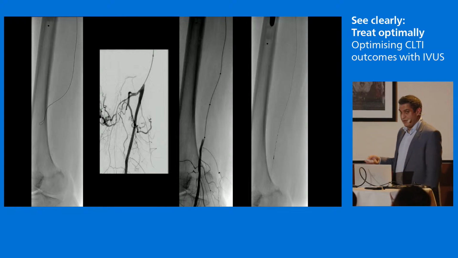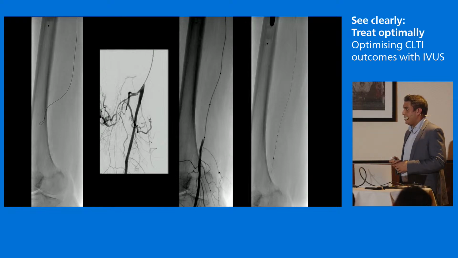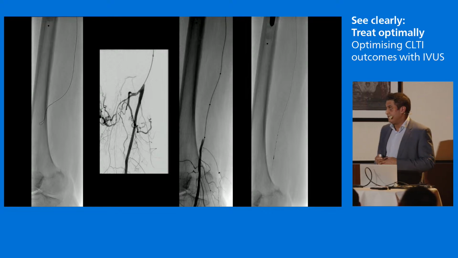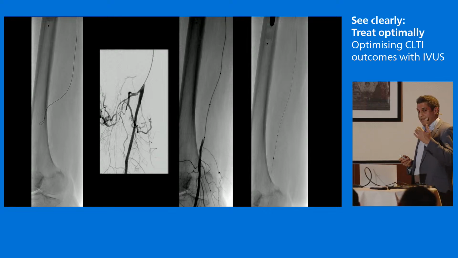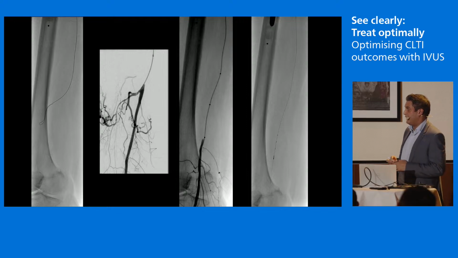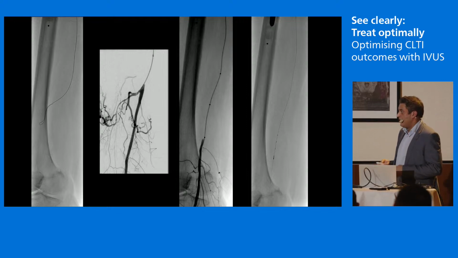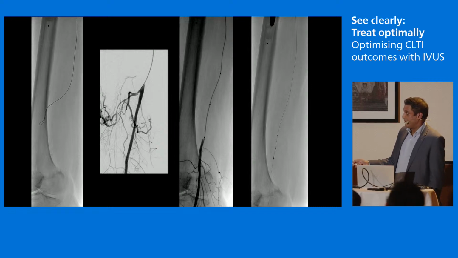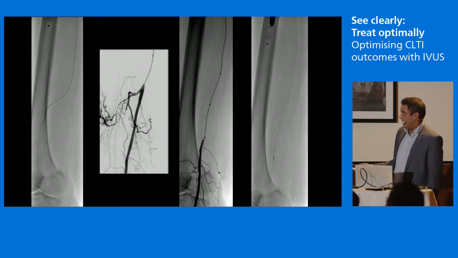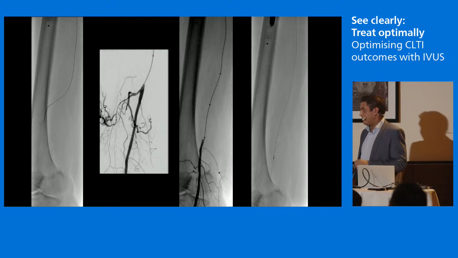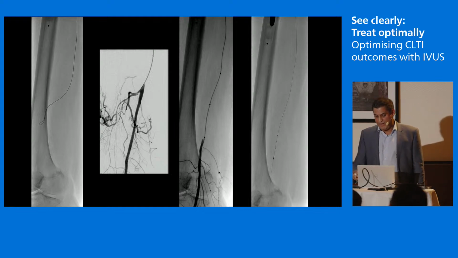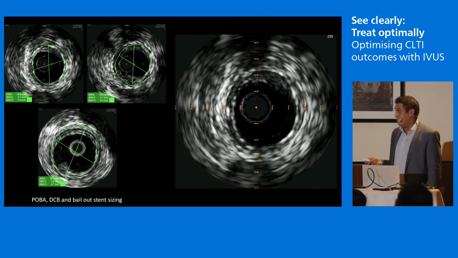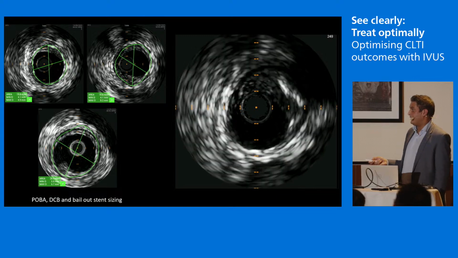So I won't go through how we cross, but I use the Gladius wire quite often, and then escalate up to the CTO wires like the Halberd or the Astato. But eventually you can see that I'm in the lumen because I'm through into the collateral, done a little check run, and I'm through. And it actually crossed quite easily. So I thought, well, I'm in the lumen here. Let's just do an IVUS, and again, measure the vessel for atherectomy and angioplasty and DCB.